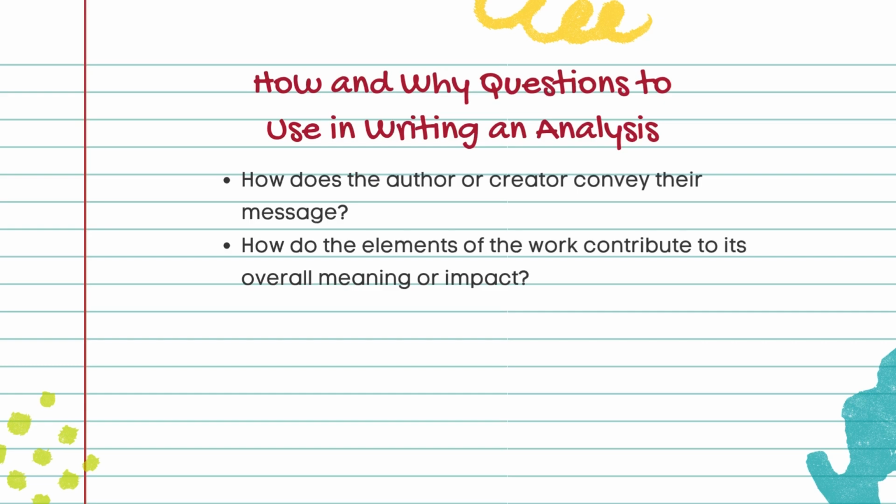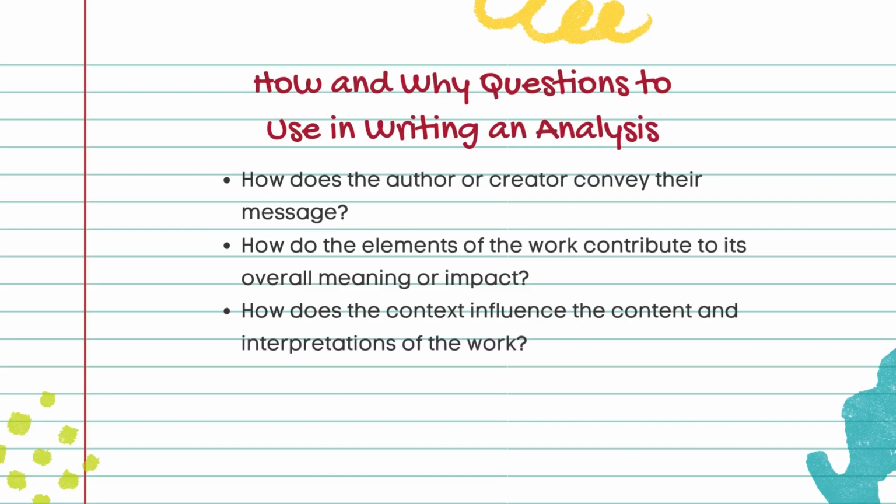You may examine how specific components like character development, setting, symbolism, or themes interact to enhance the work's effectiveness. Number 3, how does the context influence the content and interpretation of the work? Consider how historical, cultural, or social factors shape the work and influence its significance.